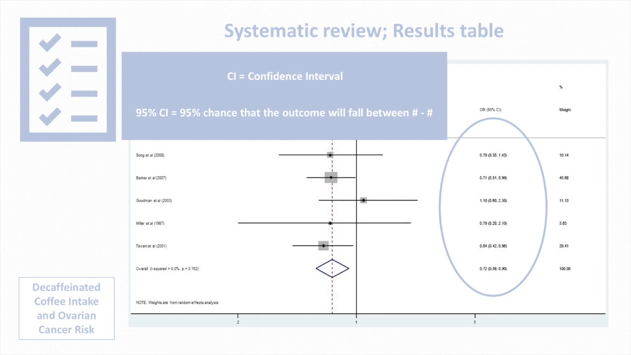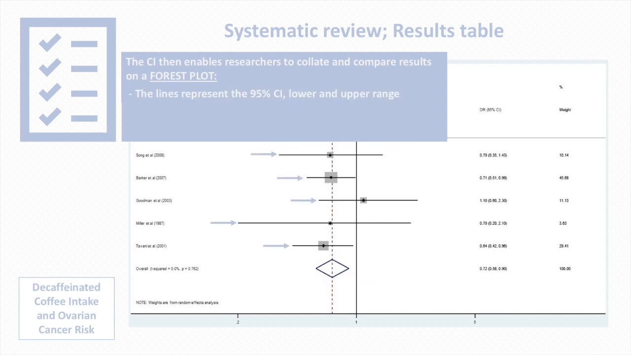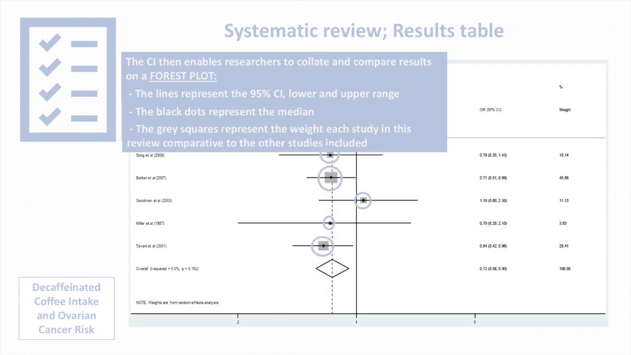The confidence intervals allow researchers to visually compare findings by creating forest plots. The lines of these forest plots represent the upper and lower limits of the confidence interval. The black dots represent the odds ratio, and the grey squares surrounding the black dots represent the sample size relative to the other studies in the review.